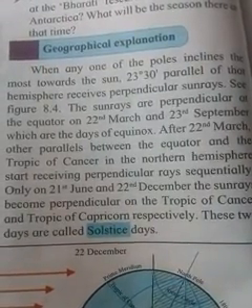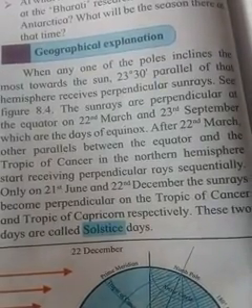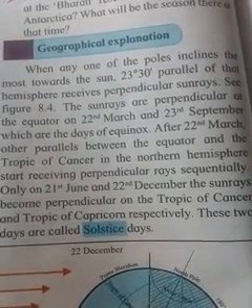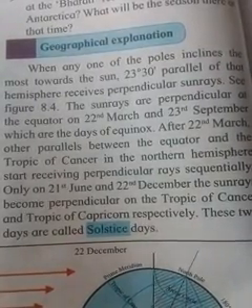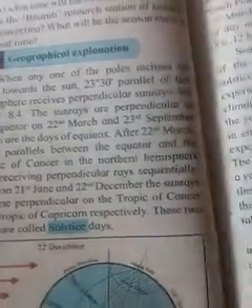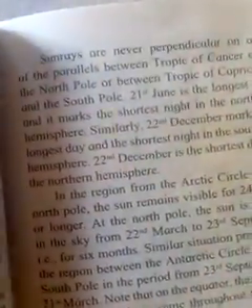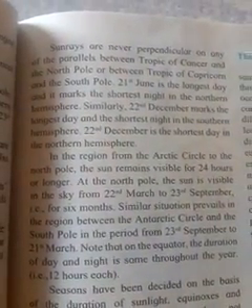Which days? The 21st June and 22nd December. These two days are also known as the solstice days. You understand? Which days are also known as the solstice days? The 21st June and 22nd December. You understand? These two days are also known as the solstice days.